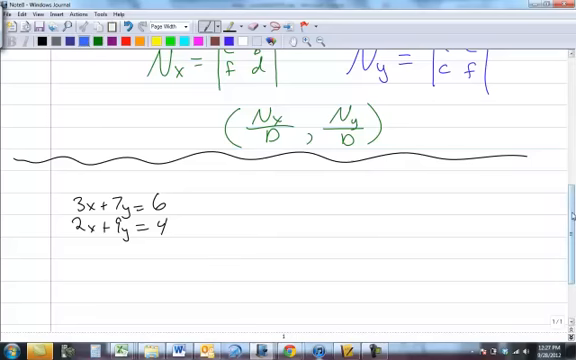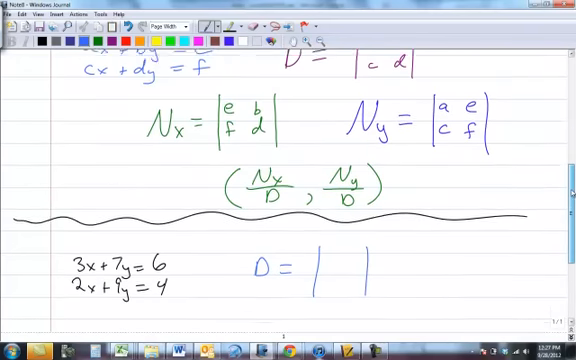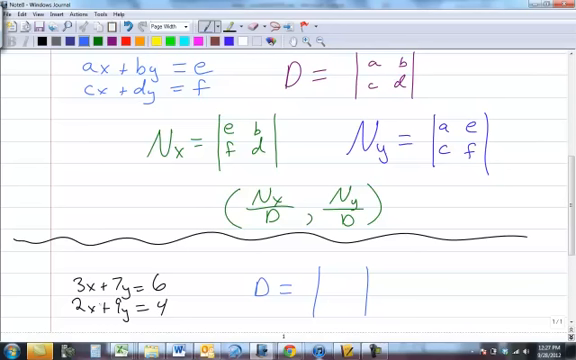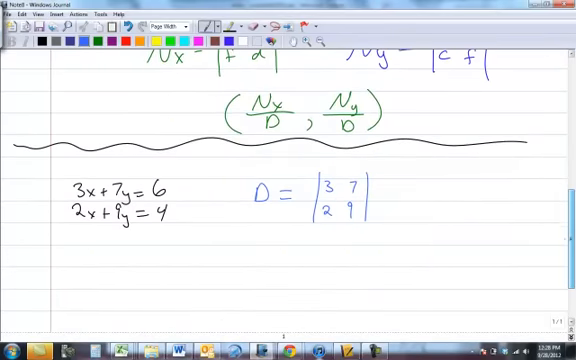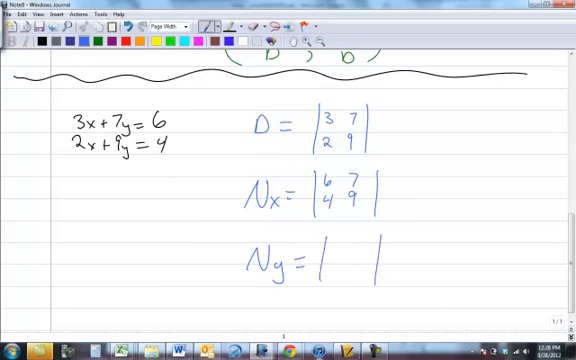All right, so just like up here, we need to find 3 different determinants. We're going to start off with D. Now remember, D is the easy one. A, B, C, D. First you've got to make sure that it's in this form. Since this is indeed in this form, 3, 7, 2, and 9. Then we've got to do N sub x. Now remember, we're trying to find the x coordinate. So EF goes in the x slot. The x slot becomes EF, and then 7 and 9 get put right there. N sub y, EF goes in the y slot. So 6, 4 goes in the y slot. And then back from D, AC remains the same, 3 and 2.